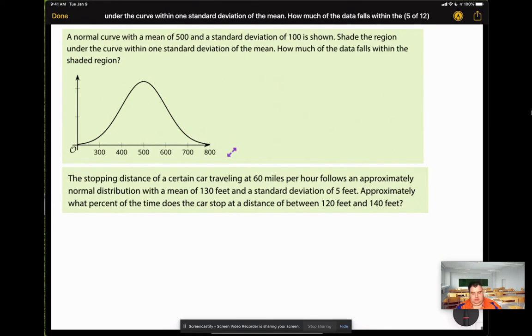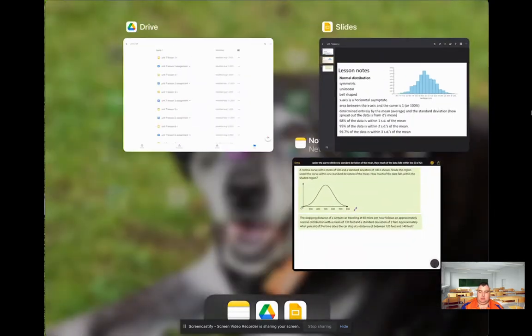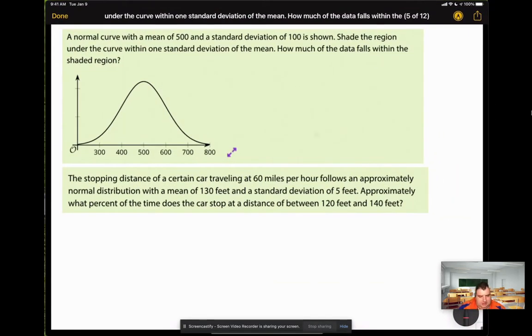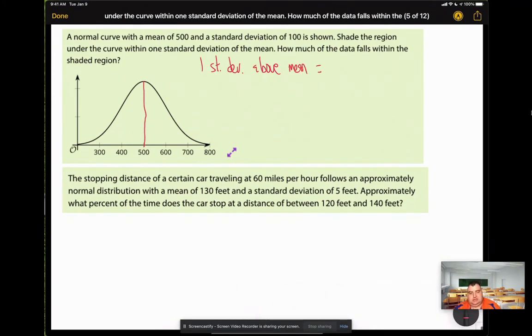So, notice if we go back to our notes from our last lesson, our mean is going to be in the middle, and it's symmetric about it. Our mean is at 500. So one standard deviation above the mean is going to be 500 plus one standard deviation, so 500 plus 100. That's one standard deviation above the mean.